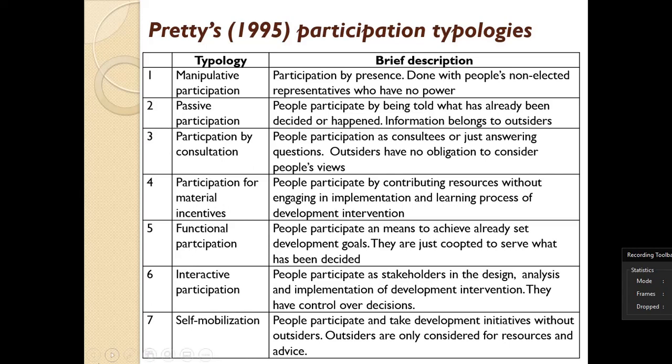But then towards number 7, you have self-mobilization, where people participate and take development initiatives without outsiders, and they do it on their own. So there's that kind of community ownership, and community members do it themselves to understand what they are doing. That has the advantage that it empowers community members. They have a sense of ownership, and it can even influence the sustainability of an intervention, because community members already know the purpose of why they started it and why it is going on.